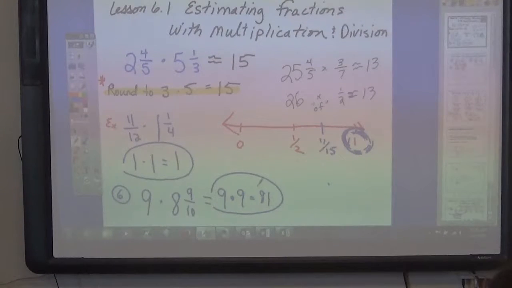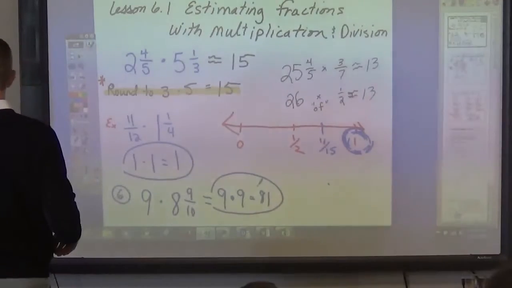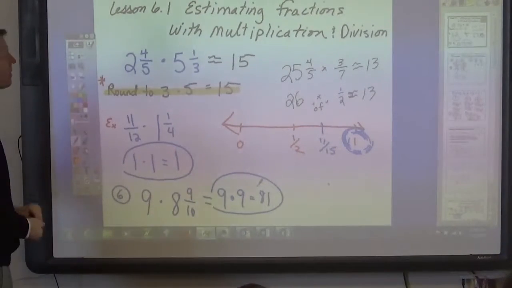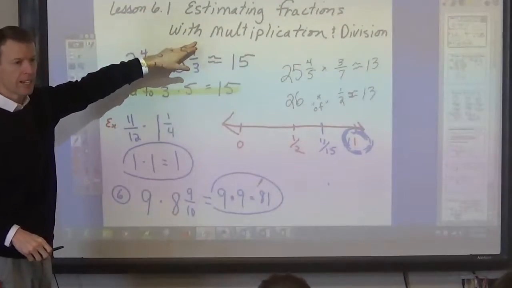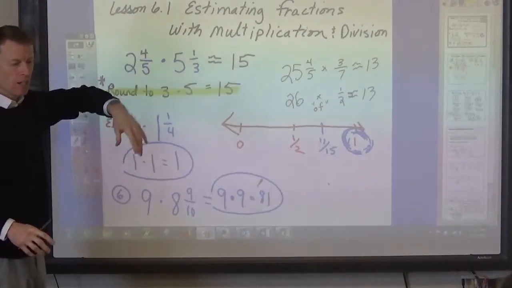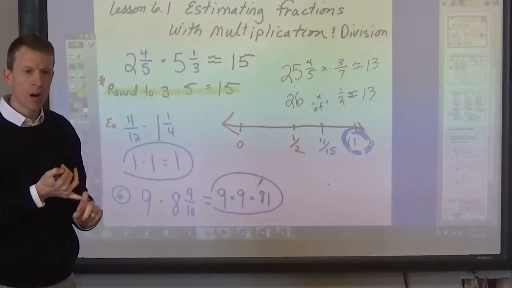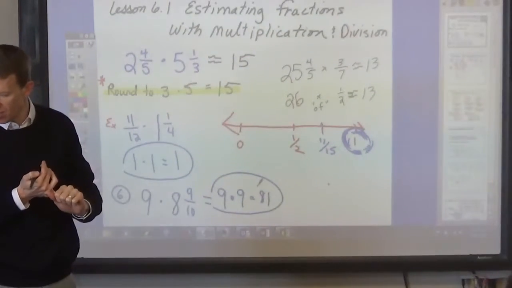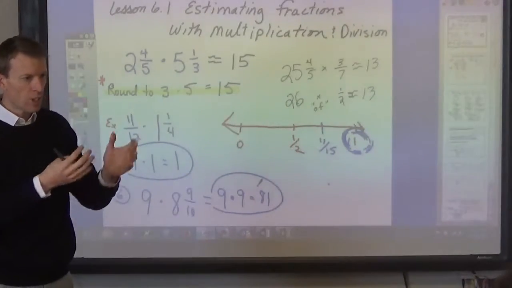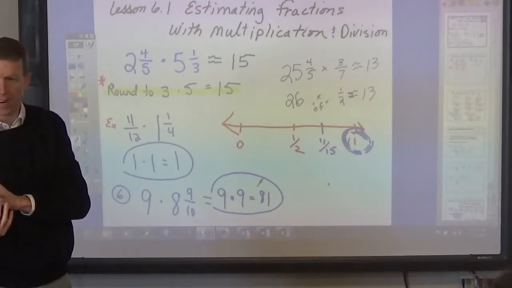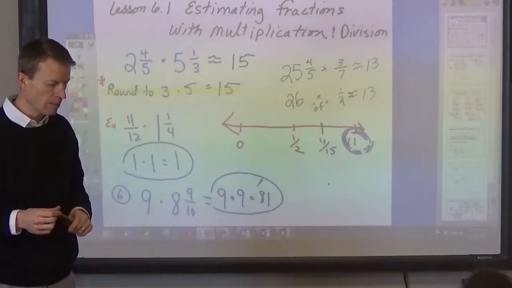We're going to start chapter 6 today. And the first lesson in chapter 6 is on estimating fractions with multiplication and division. So we're going to be moving into the chapter about how to multiply and divide fractions and mixed numbers. Okay? We just finished adding and subtracting fractions and mixed numbers. And now we're going to learn about multiplying and dividing mixed numbers.